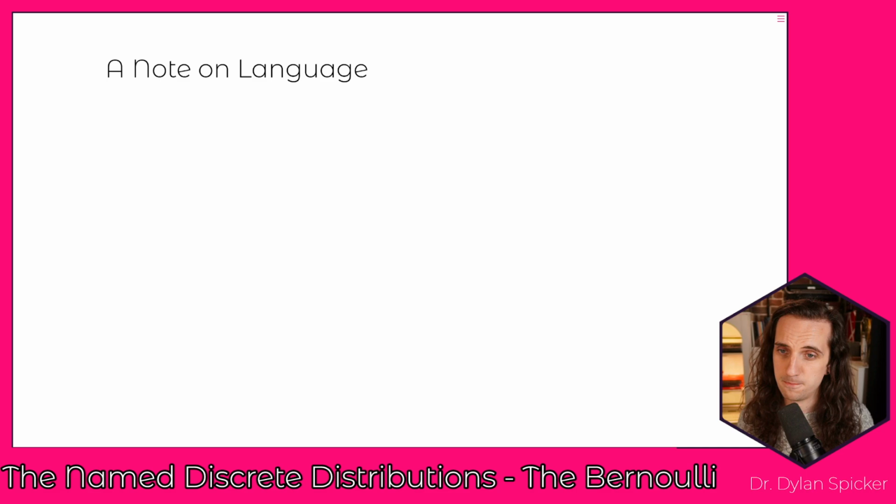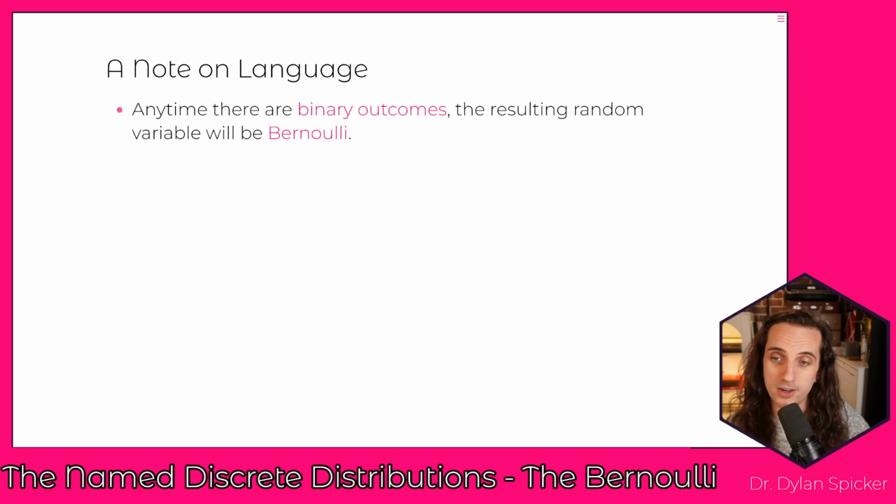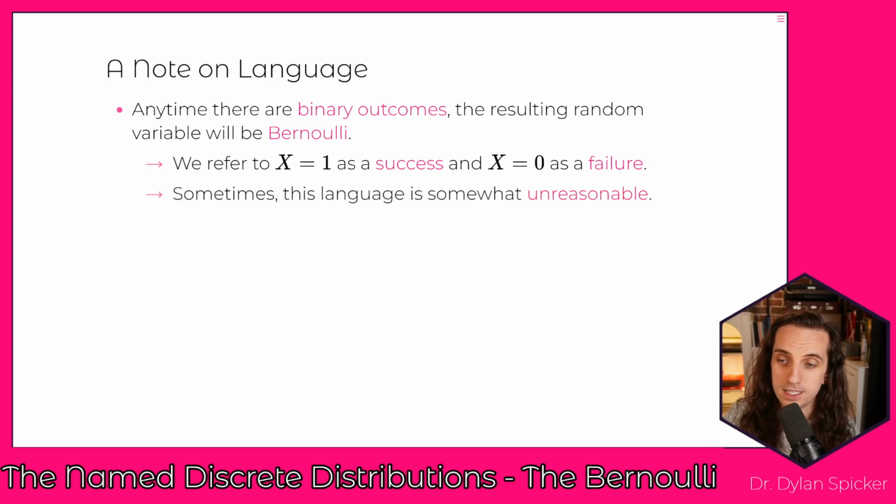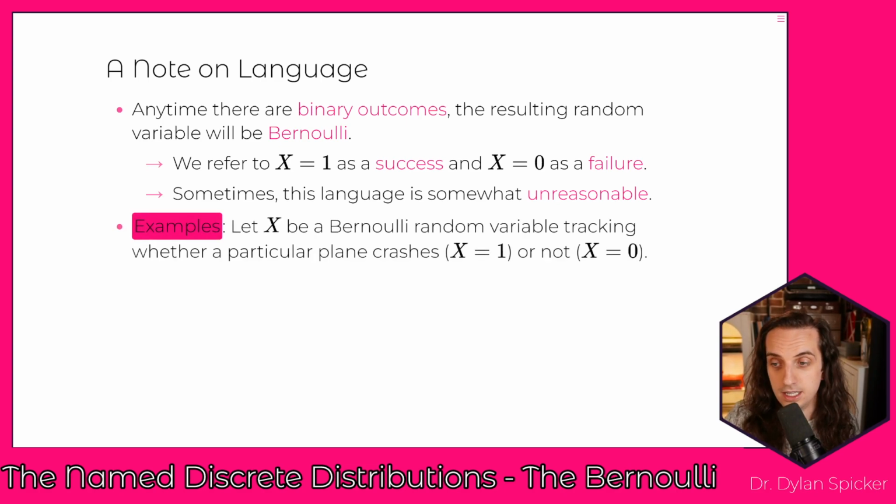Okay. Now, there's a quick note that's worth making on the language when we're thinking about Bernoulli random variables. Anytime that there are binary outcomes, no matter what those binary outcomes happen to be, it's going to be a Bernoulli random variable. We always refer to x equaling 1 as a success and x equaling 0 as a failure. This is the common language that we'll use for the Bernoulli. However, sometimes this language is pretty unreasonable. So for some examples, we might have x being a Bernoulli random variable that tracks whether a particular plane crashes, which would be x equals 1, or not, which is x equals 0.